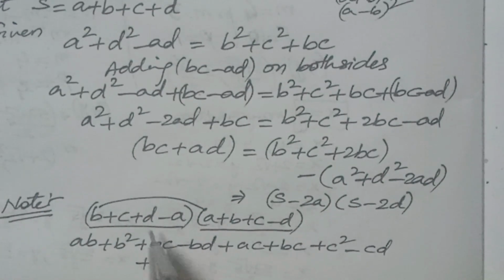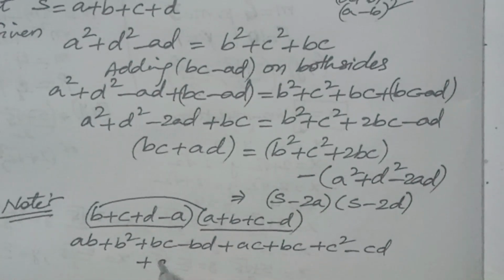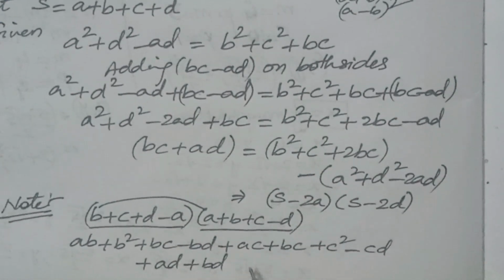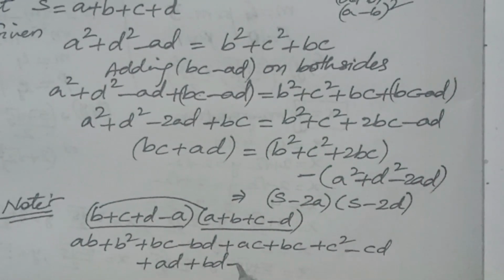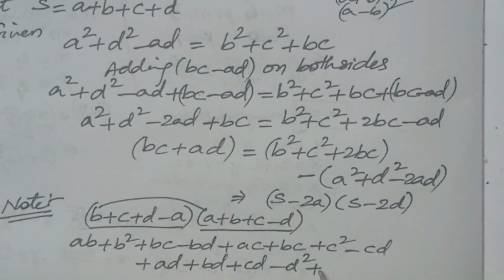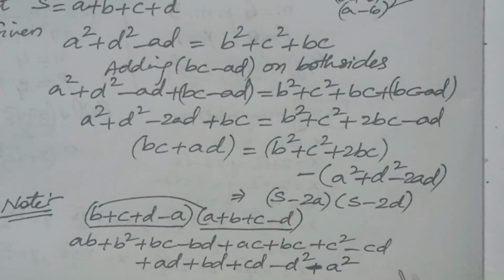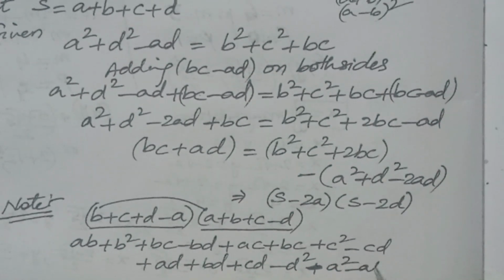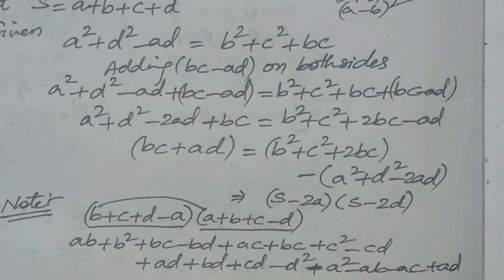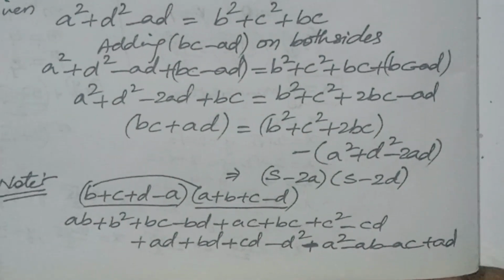Next, AD plus BD plus CD minus D square minus A square minus AB minus AC plus AD. So if you solve this, you will get the above one now.